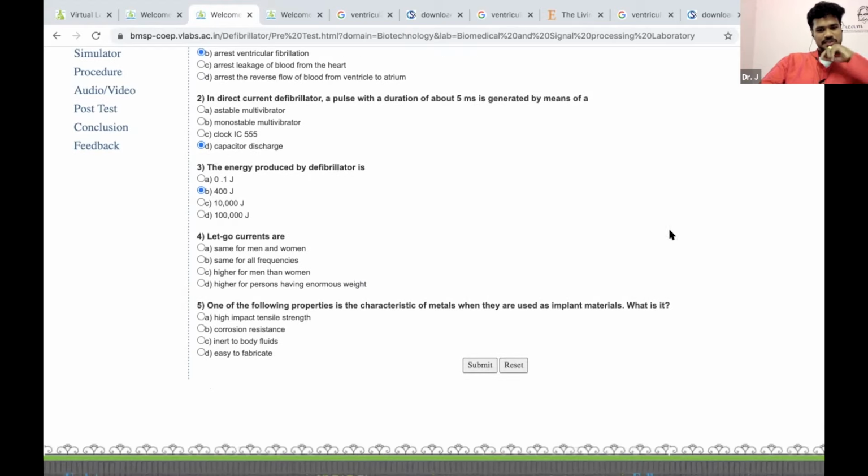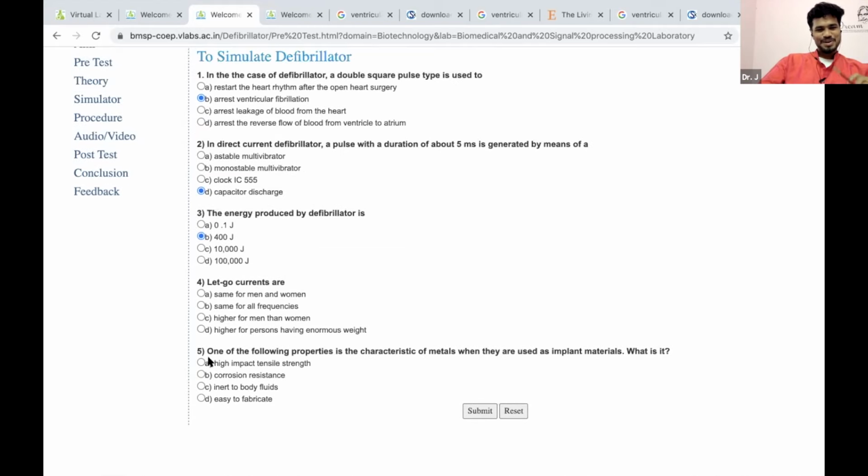One of the following properties is the characteristic of metals when they are used as implant materials. What is it? I know they couldn't find, I think, 5 questions in bioinstrumentation, so they inserted a biomaterials question quickly. B, corrosion resistance. Metals are very corrosive. On the other hand, ceramics are corrosion resistant. Metals corrode. You put 2 coins, a one rupee coin and a 20 rupee coin together, and they start becoming brown. They start corroding, acid formation. Typically, they are also not inert. Not all metals, but their strength is good.